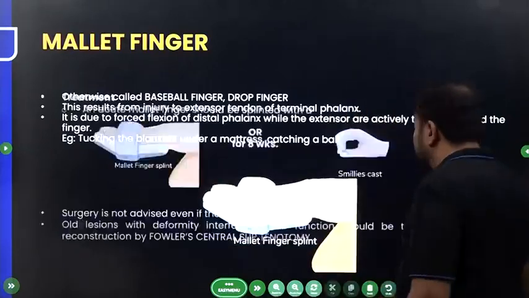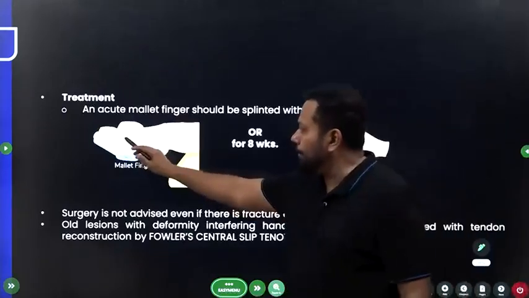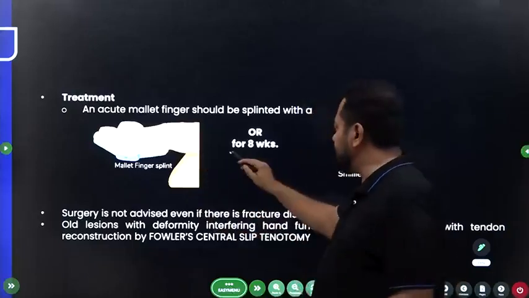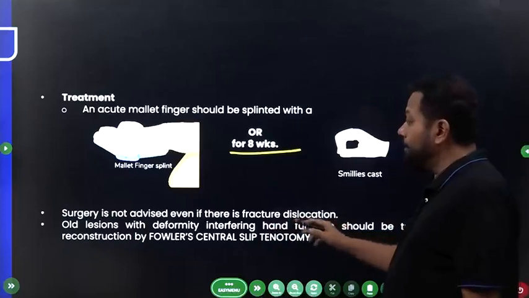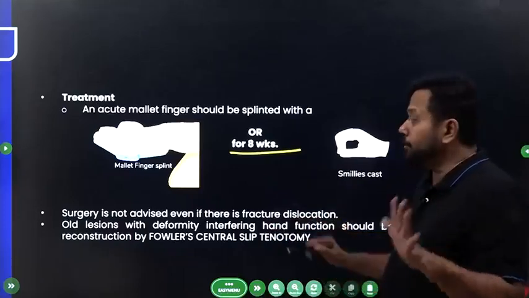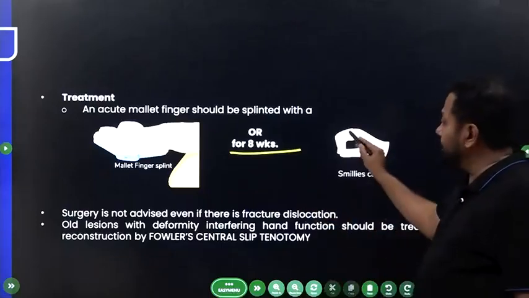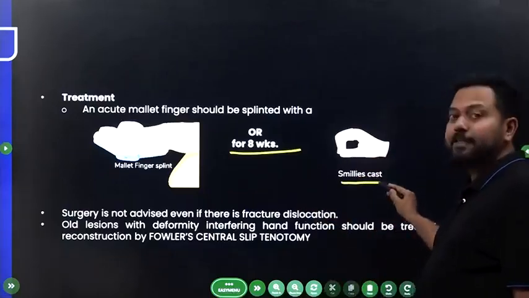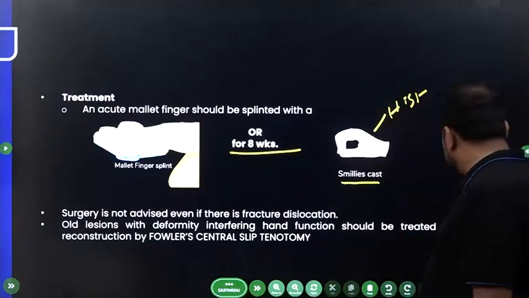Okay, mallet. In acute mallet finger, the treatment is splinting with what is called a mallet finger splint. This is the only treatment. Surgery is not advisable even if there is fracture dislocation. Okay, so this is mallet. The old treatment before the invention of this splint was a small POP in this position, that is called Smiley's cast. This is of historical importance, not now. Okay. Yes.